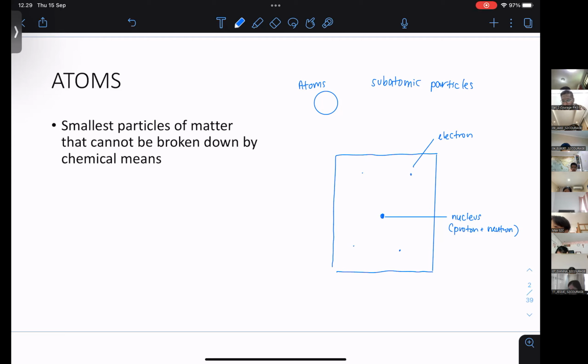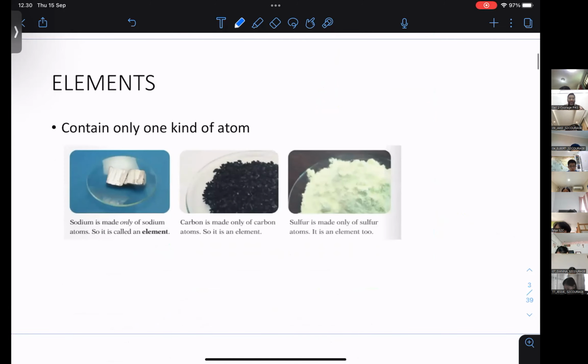Of course, when we draw this, it's going to be difficult to draw in this manner, so they draw in a different way to represent the atom and the subatomic particles. We will look into that. But before that, we need to also learn what is meant by elements. Elements contain only one kind of atom.